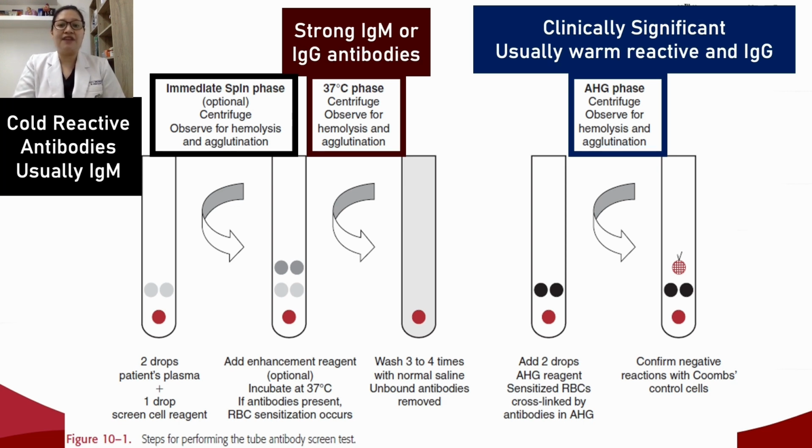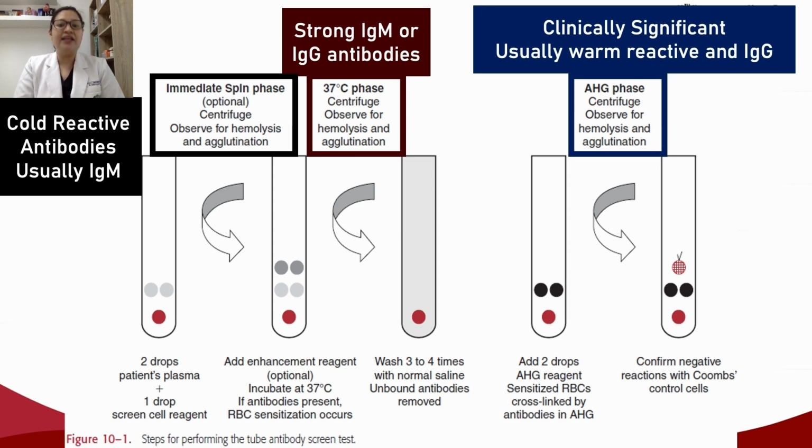In the immediate spin phase, antibodies reacting in this phase tend to be cold reactive. They are usually IgM class and not clinically significant. In the 37 degrees phase, antibodies that react in this phase include strong IgM or IgG antibodies. After incubation, the tubes are examined for the presence of hemolysis. If complement was bound during incubation, then hemolysis could be seen. In the AHG phase, antibodies reacting in this phase are considered clinically significant. They are usually warm reactive and IgG.